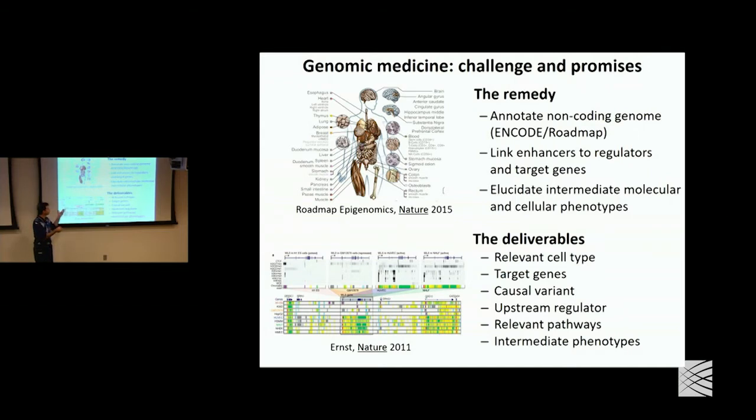Once we can map these non-coding elements, we can start linking them to the control regulators upstream of them and the target gene that they control, and we can start elucidating how these change in response to genetic variation across individuals and how that change contributes to disease. So what we would like to have is for every region of genetic association, understand where it acts, what are the target genes, what are the causal variants, who are the upstream regulators, what are the relevant pathways, and what are the intermediate phenotypes. So what I'm going to tell you today is the work going on in my lab and in several amazing collaborations for elucidating that.